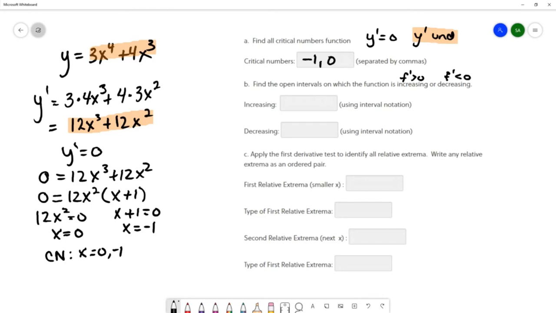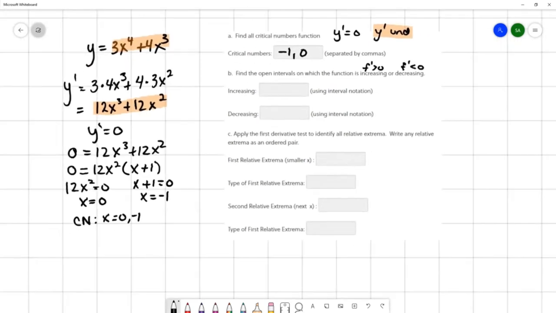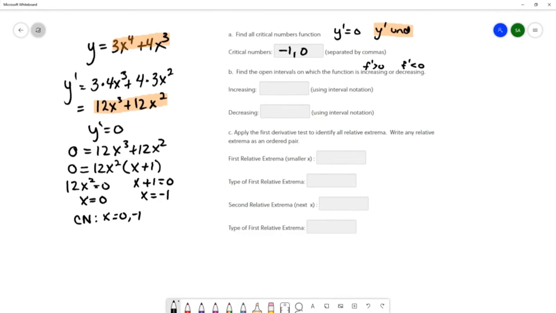So we're going to use the critical numbers that we just found in order to create this chart with the sign of the derivative. We're going to use the critical numbers on our chart of -1 and 0. And if you'll recall, these are when the derivative is equal to 0. So these values on our chart are when the derivative is equal to 0.